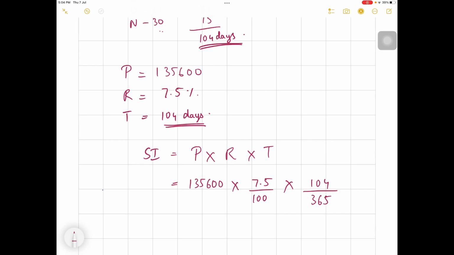So whenever the term is in days or months, you have to divide by the number of days in a year or divide by the number of months in a year. If the term is in days, you will divide by 365. If the term is given as 3 months, then you will divide by 12. You are converting days into years.